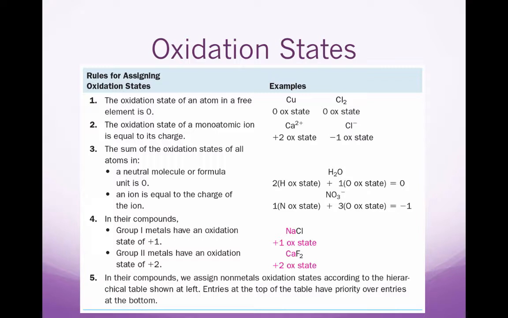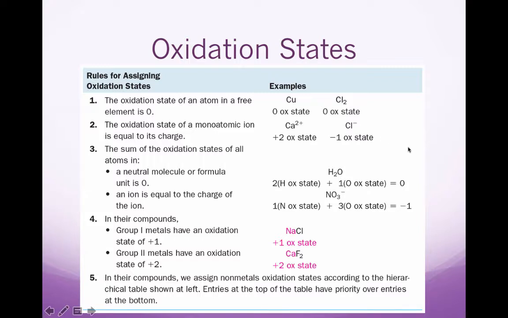The second rule is that the oxidation state of a monatomic ion is equal to its charge. So for example, calcium 2+ has an oxidation state of +2. Chloride ion has an oxidation state of -1. So the subtle difference between here and here: these are atoms by themselves without a charge, and here are atoms by themselves with a charge.